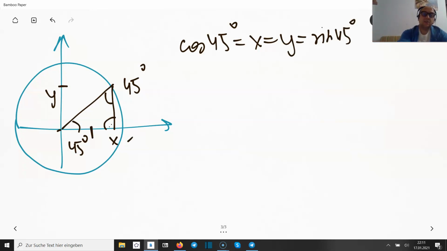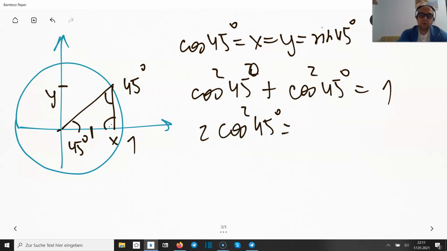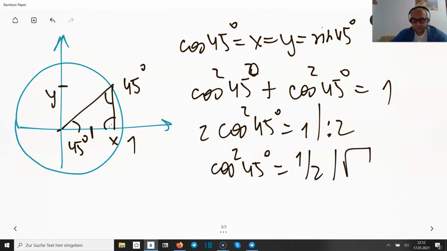Well, that's nice. Don't forget we are in a unit circle, so that means that the cosine squared of 45 degrees plus the sine squared of 45 degrees, and I can substitute the cosine squared again because they're equal, is equal to 1. So twice the cosine squared of 45 degrees is 1. Dividing by 2, we have cosine squared of 45 degrees equal to a half. I'm taking a square root. I'm basically having plus or minus, but I'm working with plus only because I have positive values here. I'm not talking about the negative values in this case.